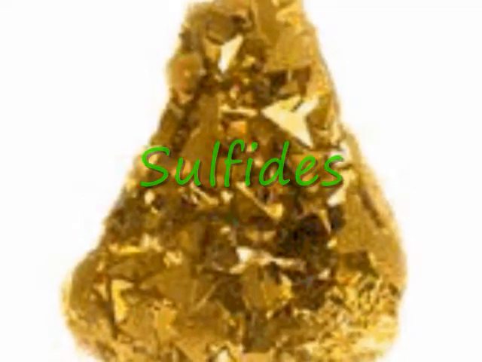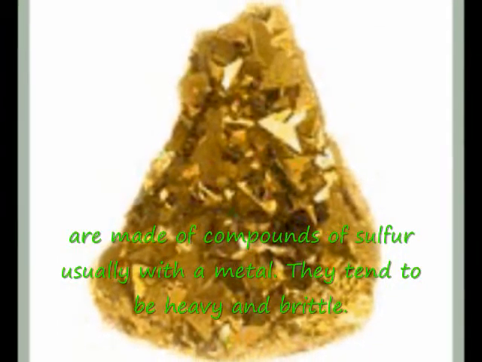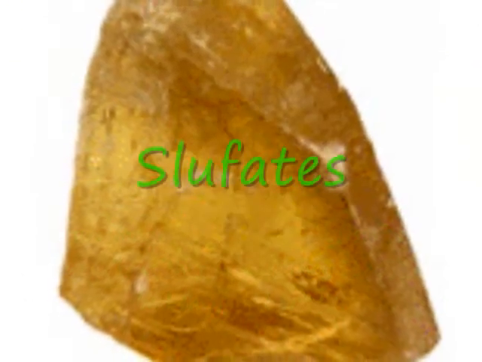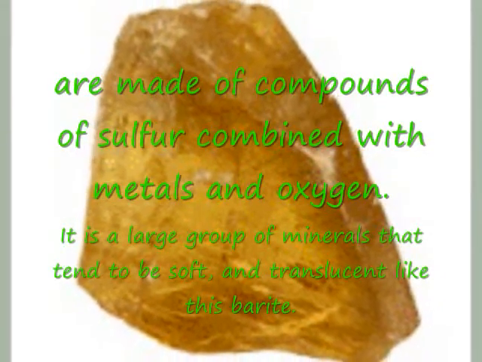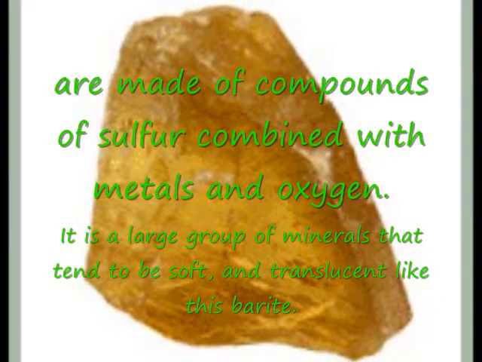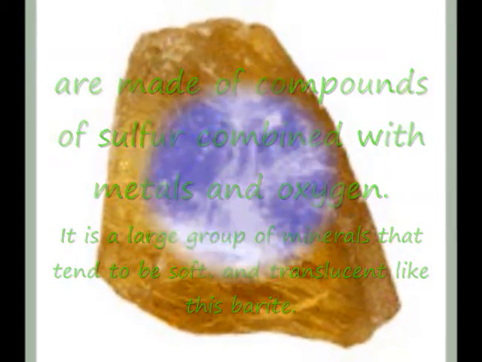Sulfides are made of compounds of sulfur, usually with a metal. They tend to be heavy and brittle. Sulfates are made of compounds of sulfur combined with metals and oxygen. It is a large group of minerals that tend to be soft and translucent, like gypsum.